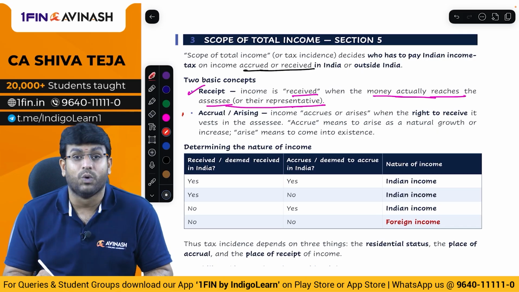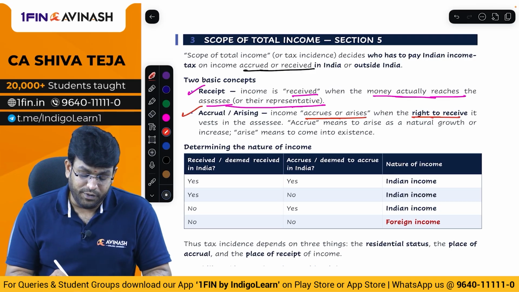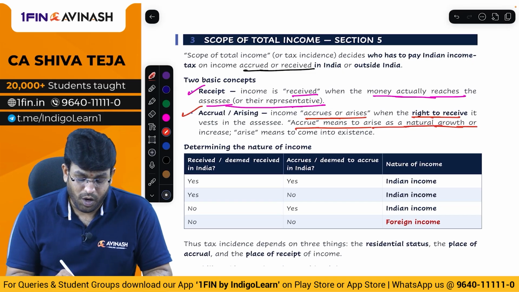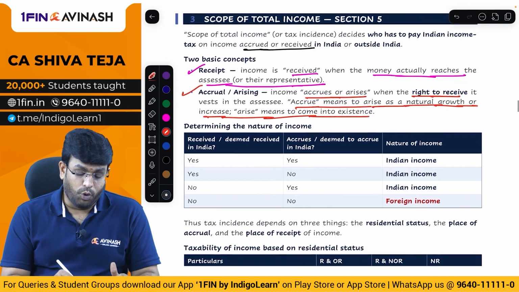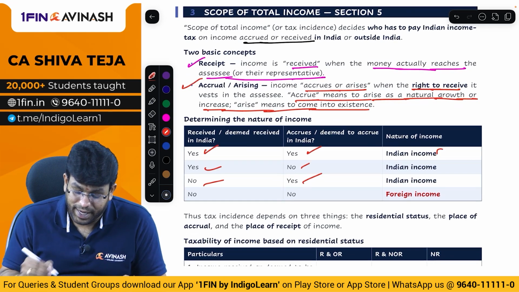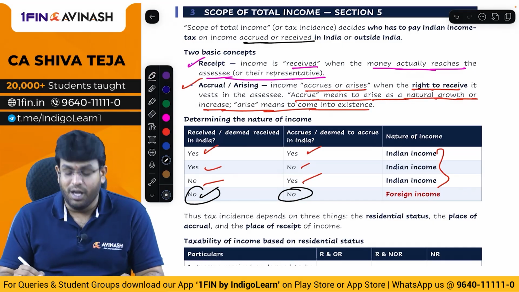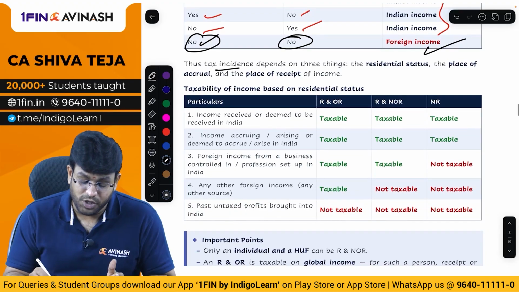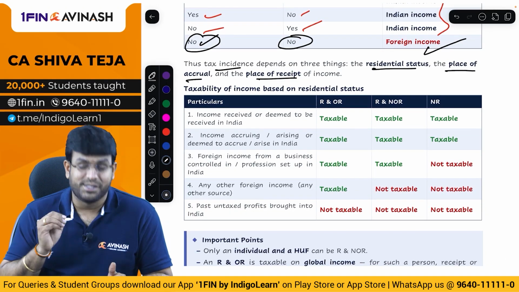Second word is what? Accrual. Income accrues or arises where the right to receive it vests in the assessee. Accrue means to arise as a natural growth or increase. Arise means to come into existence. So if anything is in India, accrual or receipt, anything is in India, we call it Indian income, and if both are not in India, we call it foreign income. Thus, tax incidence depends on three important parameters: residential status, accrual, receipts.